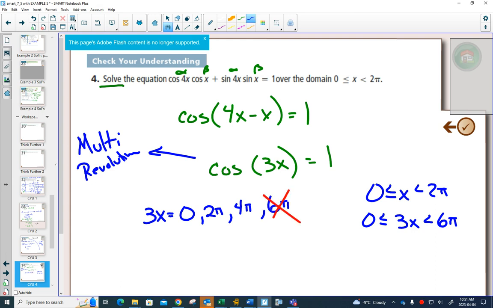But unfortunately, the way the textbook wrote this question, they didn't have an equal sign.